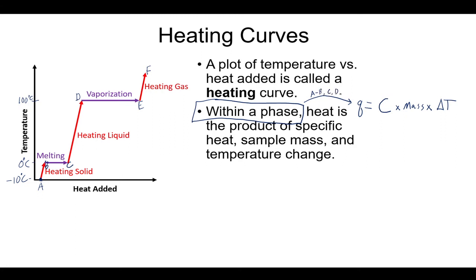C to D, or E to F. Within a phase. So A to B, I'm a solid. I am always a solid phase from A to B. From C to D, I am always a liquid phase. From E to F, I am always a gas phase. So within a phase, for those three segments of my heating curve, this is the formula I'm using.